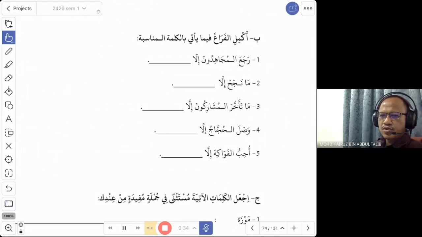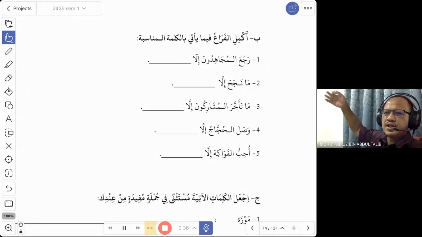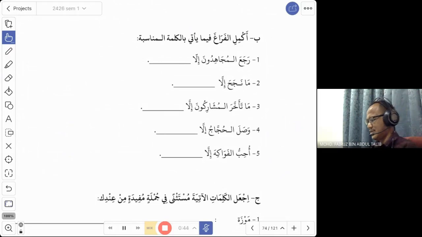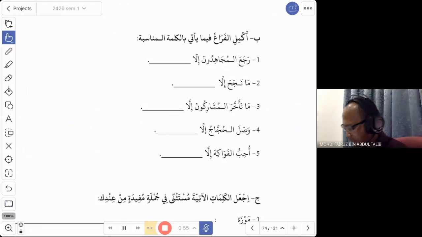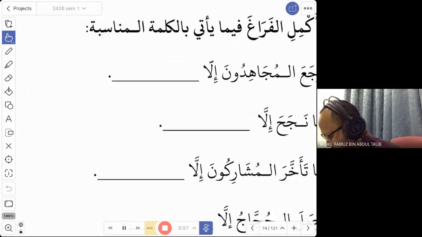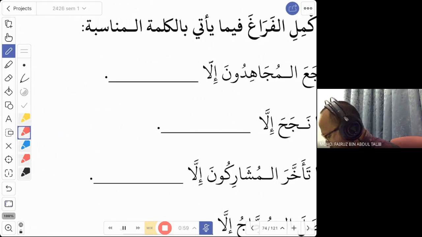Raja'al mujahiduna. All the mujahidun, they have returned. The mujahidun, the fighters, those who went to jihad, they have returned. Except? Okay, yes. What do you want to say here? Everybody has returned except for? Mujahidan, except for one mujahid. Okay, so first we put the word mujahid.